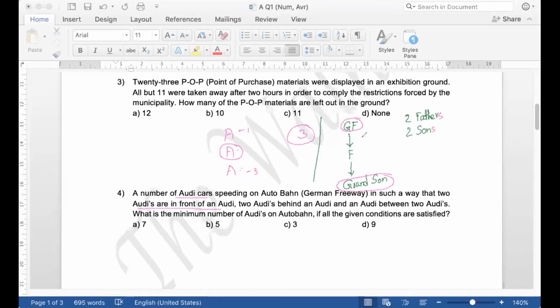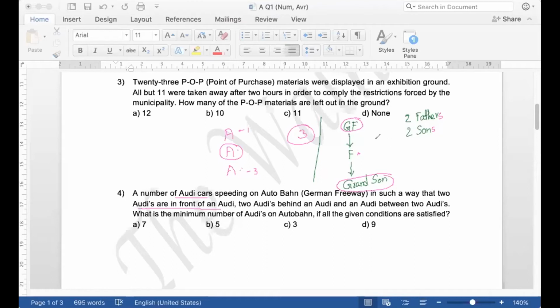So 2 fathers, well, this father is the father of this grandson. So 1 father we have, then grandfather is the father of father. So that's another father we have. So we have 2 fathers. And we need 2 sons. So this father is the son of grandfather. So we have 1 son. Then grandson is the son of the father. So we have 2 sons.